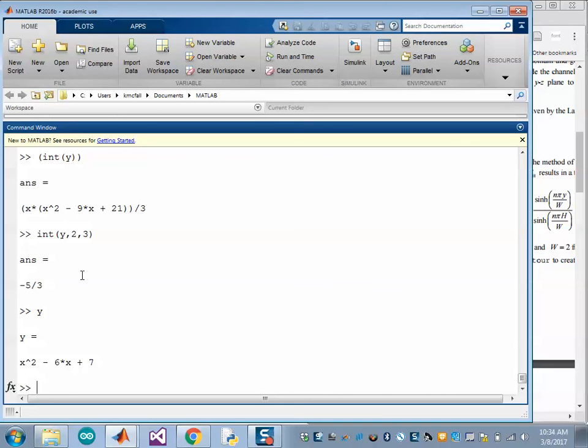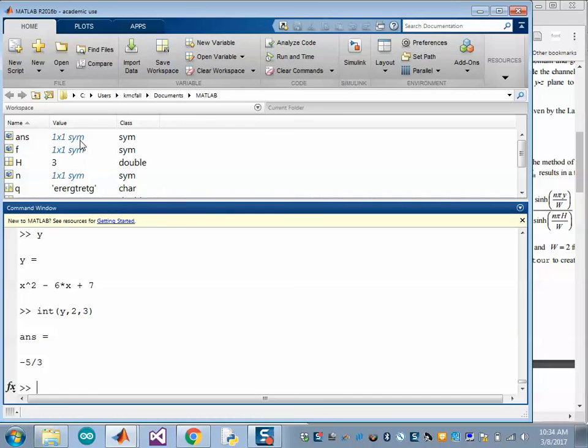Now again, notice when I do that, the result, ans, is still a sym. And if I want the actual number for that, I need to convert that sym into a double. There. Now I have it as a numerical value rather than a symbolic variable. Okay?